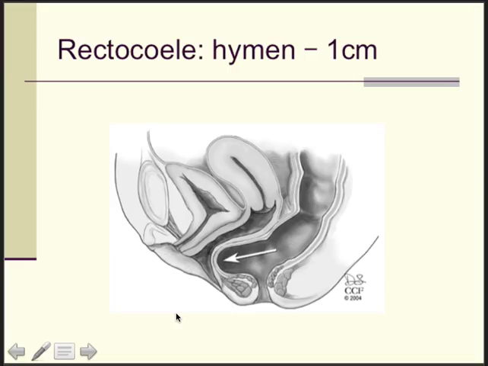Here's an example of a rectocele, an isolated rectocele. There is a normal anterior vaginal wall. The uterus, the cervix, is not prolapsed, and we see a rectocele, hymen minus 1 centimeter. So that would be POP-Q stage 1. Sorry, stage 2.